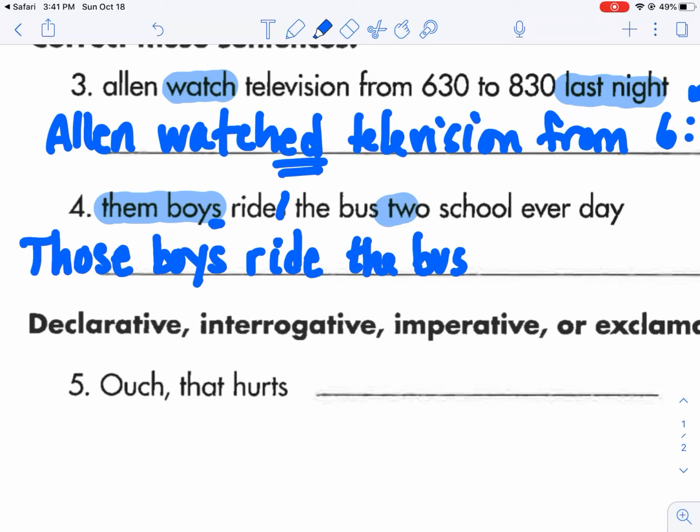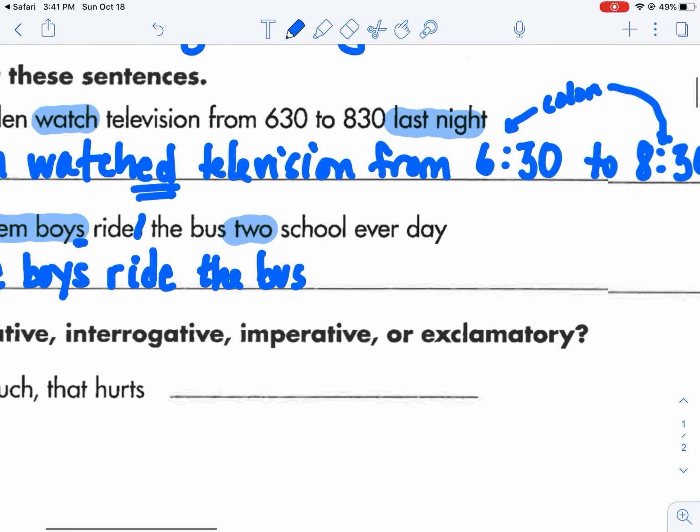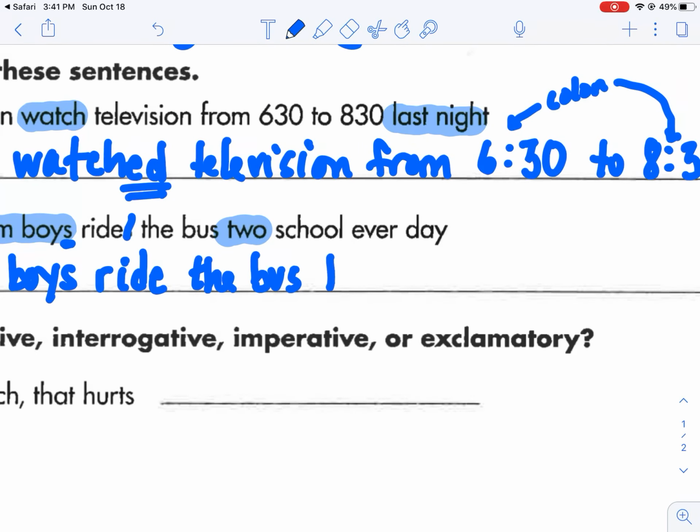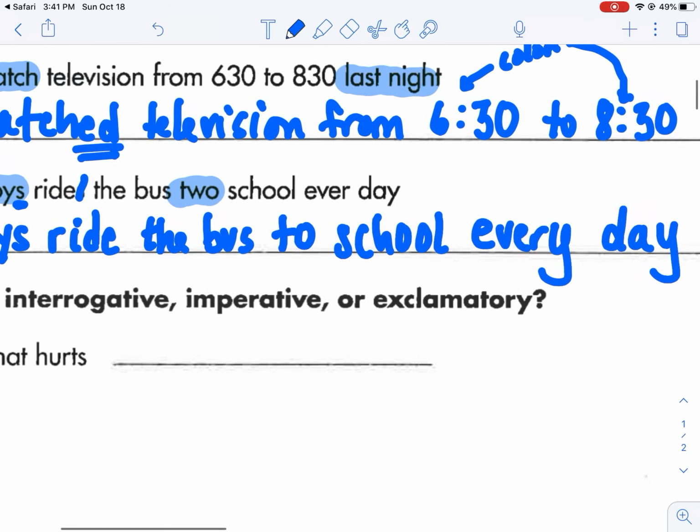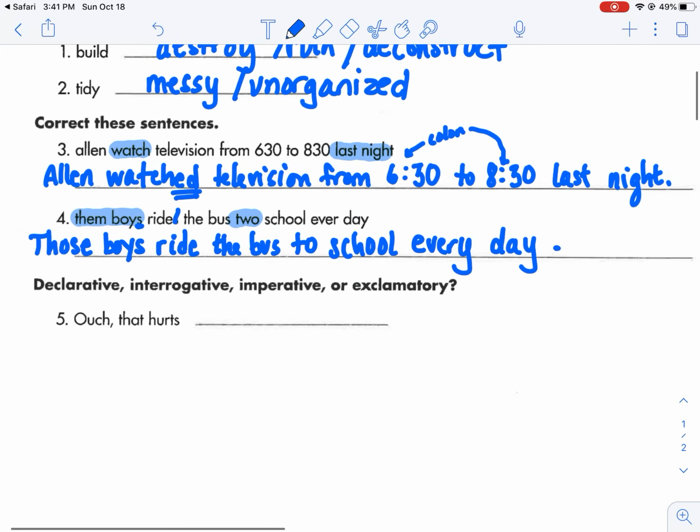Uh-oh, homophone alert, homophone alert. As we've seen, there are 3 ways to spell the word to in English. Here we need the directional to school. Everyday, close. Every day. Okay, so our final sentence reads, those boys ride the bus to school every day.